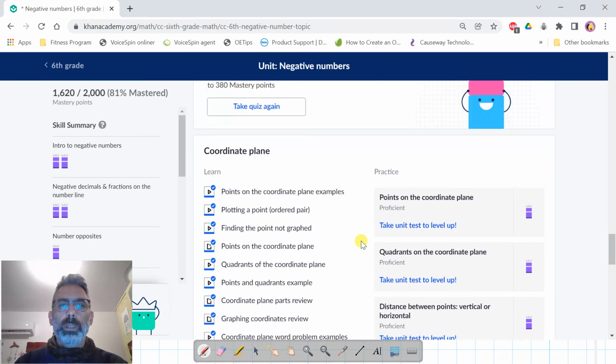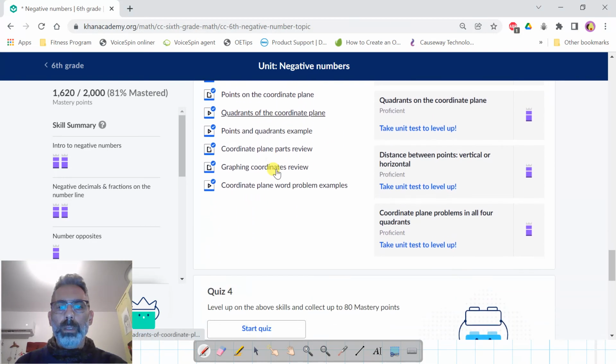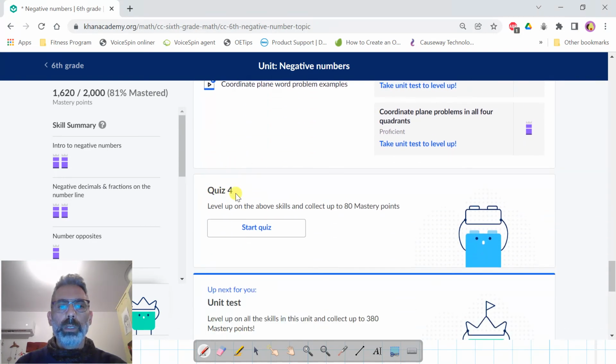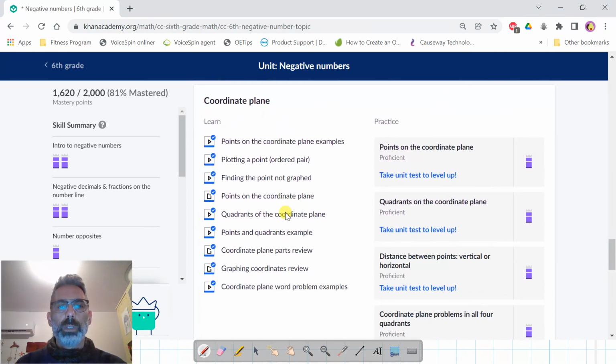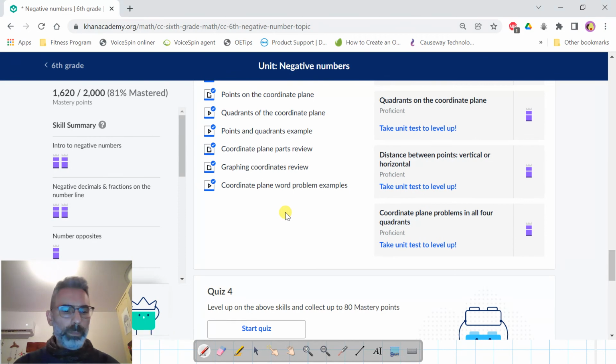Okay, so I've completed this section, coordinate plane, and in the next video I will take quiz 4, which is about the coordinate plane. Okay, see you in the next video.